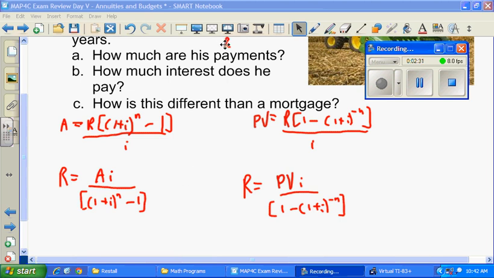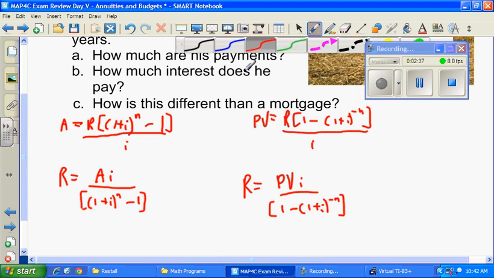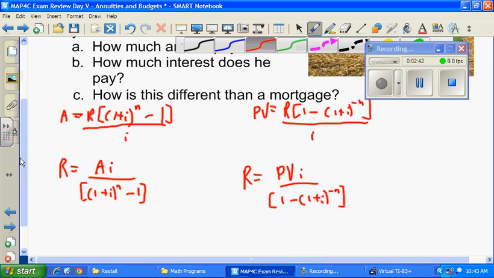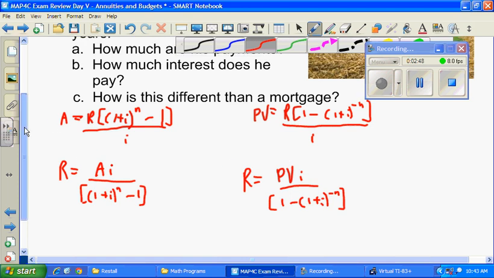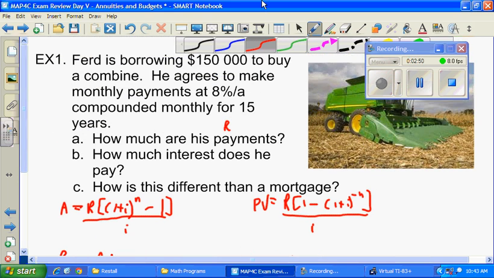How much are his payments? That's the regular payments. Well, it's going to be one of these two formulas then, right? It's not going to be these formulas. It's going to be one of the R formulas, but the question is which one? And what's the difference? Remember, A is the amount at the end. So PV is the amount at the start of the payment. So where does this $150,000 go?